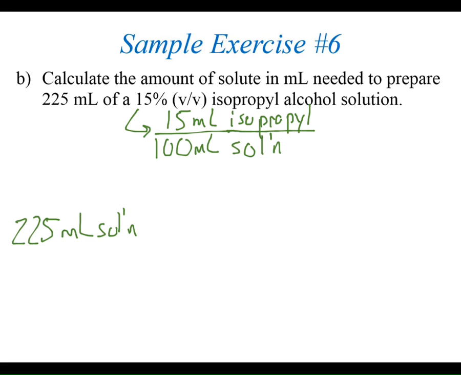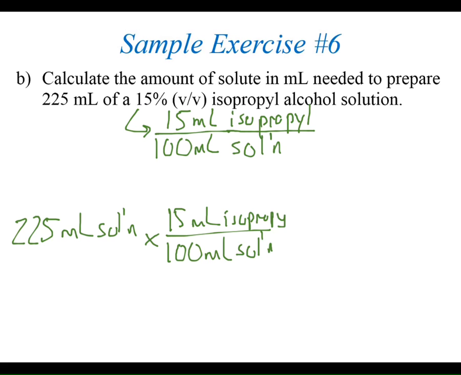So I want solutions to cancel. So I'm going to put 100 milliliter solution on the bottom, 15 milliliters of isopropyl on the top. 100 milliliters of solution has 15 milliliters isopropyl. So I multiply through there. And how many milliliters of isopropyl alcohol would I have to use?